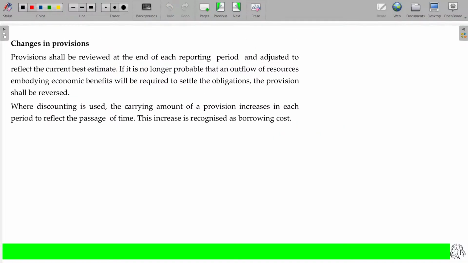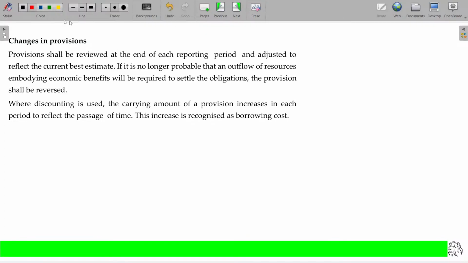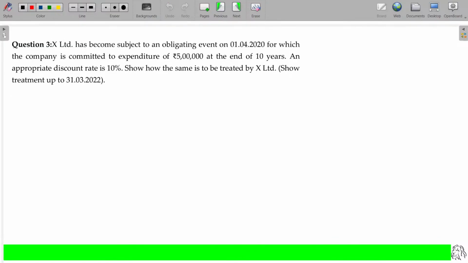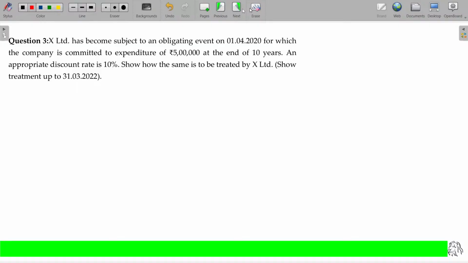Next one being changes in provisions. Also you'll be able to understand with the illustration. X Limited has become subject to an obligating event on 1/4/2020 for which the company is committed to expenditure of rupees 5 lakhs at the end of 10 years. An appropriate discount rate is 10%. Show how the same is to be treated by X Limited. Show the treatment up to this year.